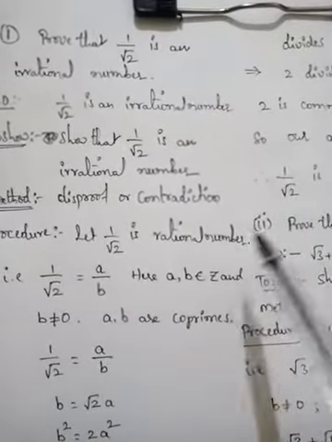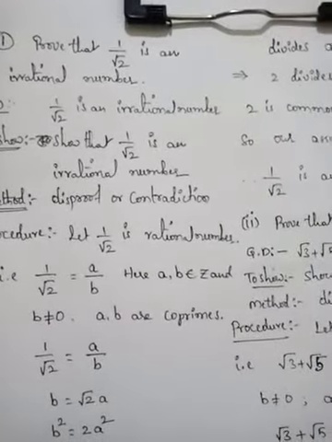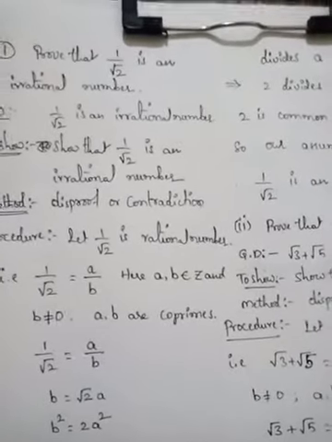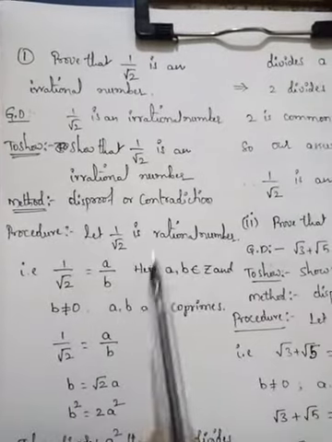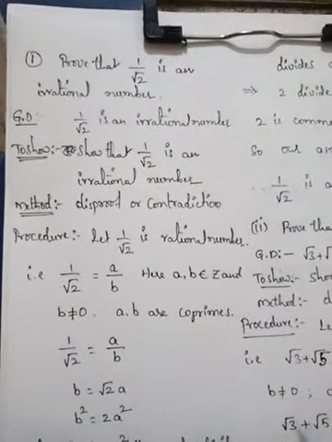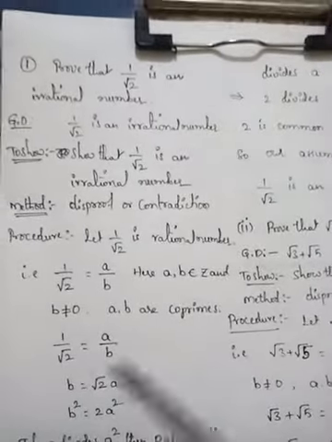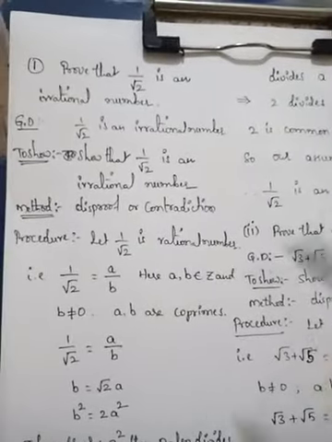Here I will solve one problem for you. Prove that 1 by root 2 is an irrational number. Given data, we have to show that 1 by root 2 is an irrational number. The method is the disprove method, or contradiction. What we assumed will be contradicted. Disprove means what we have taken is wrong. Now the procedure: let 1 by root 2 be a rational number. What do we first have to show? Irrational. The opposite of irrational is rational, so that's why it is the contradiction or disprove method.